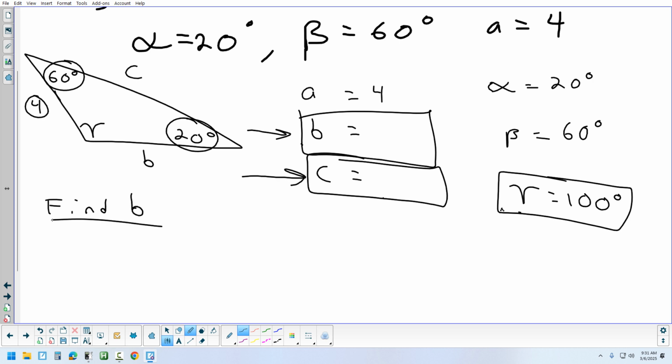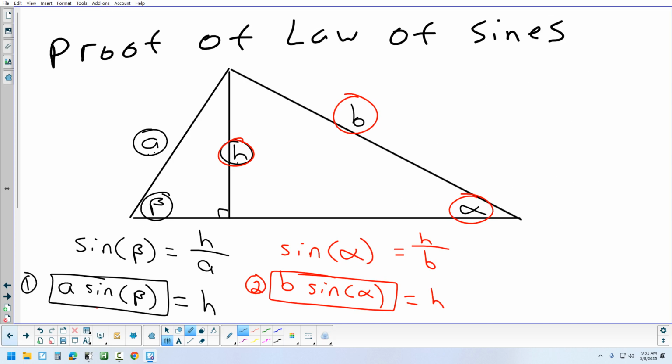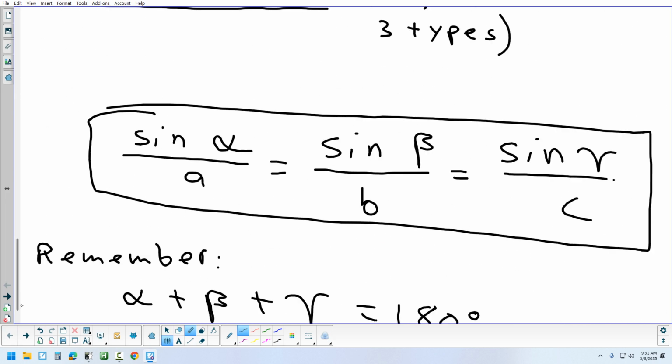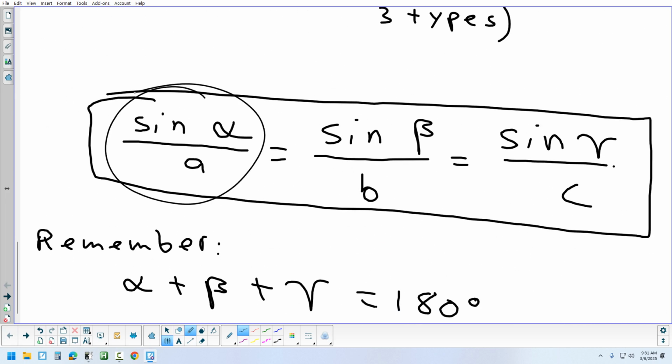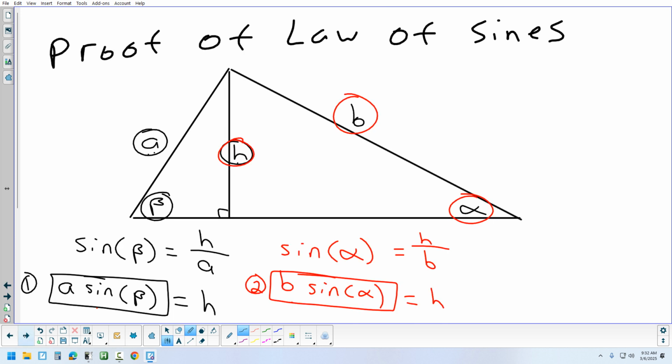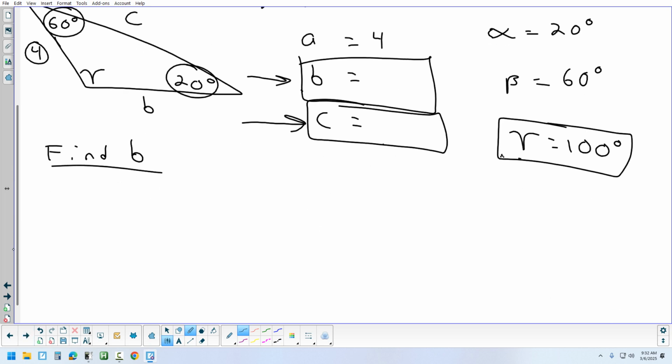So if we want to find B, we want to look at the table. The first thing we want to do is find the row that has everything in it. What row has both pieces of information filled in? Row A. So that is a very important row. We're going to use this part of the law of sines because we know both pieces of information, and we're going to use this part because we chose to find B. So sine of alpha over A equals sine beta over B. Let's write that down.